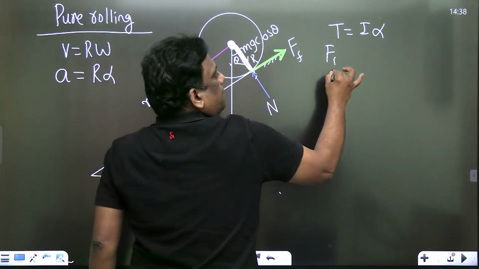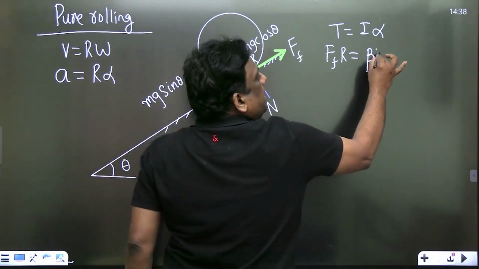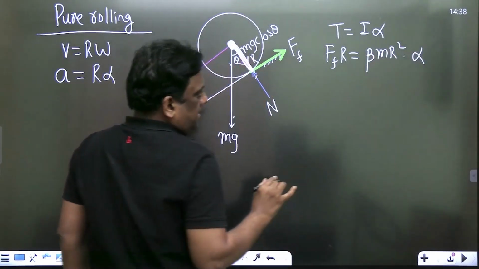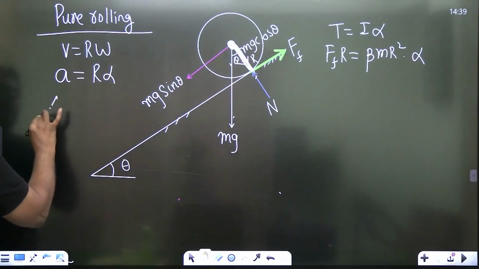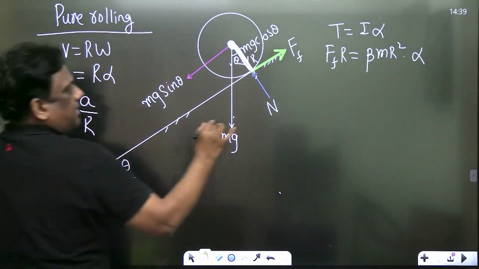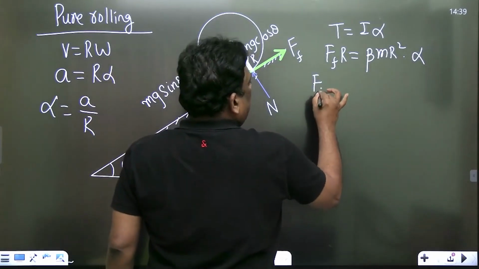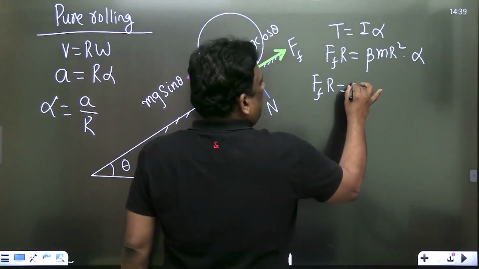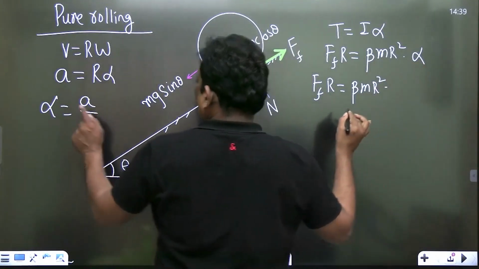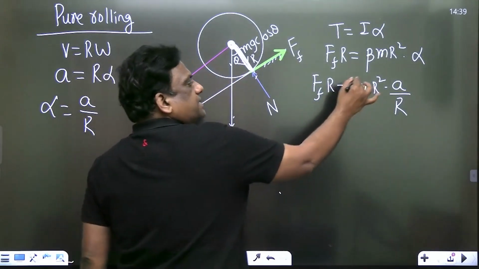So Ff into r should be equal to I alpha. I will write I as beta mr square depending on the shape, into alpha, which is angular acceleration. Wonderful. Already you know alpha can be written as a by r, so it is pure rolling. That's why I'm writing this. So therefore, Ff into r is equal to beta mr square into alpha. What is alpha? a by r. Absolutely fine. So same thing I wrote.